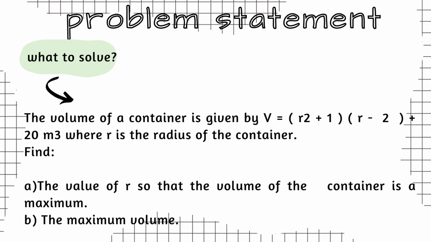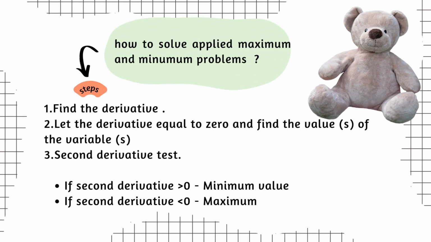B. The maximum volume. To solve applied maximum and minimum problems, find the derivative, and then let the derivative equal 0. Find the values of the variables. The last one is to do the second derivative test. If the second derivative is above 0, it's a minimum value, and if the second derivative is below 0, it's going to be a maximum.